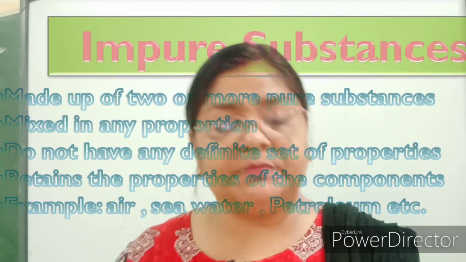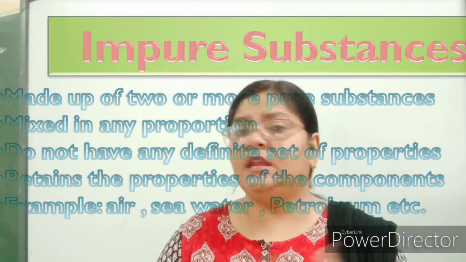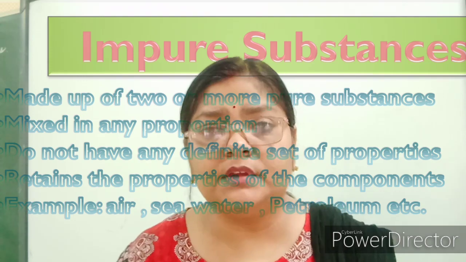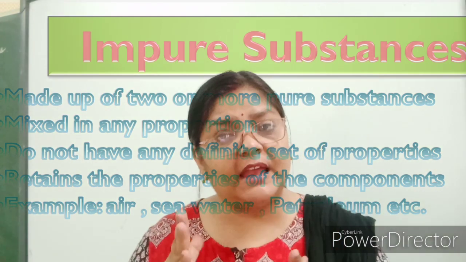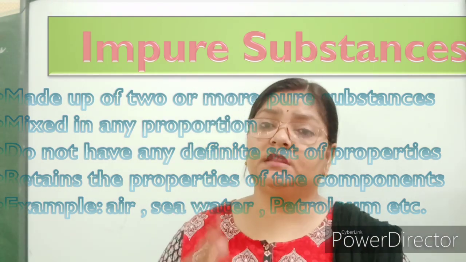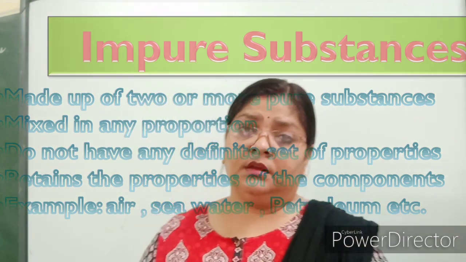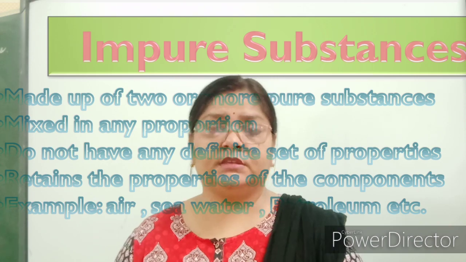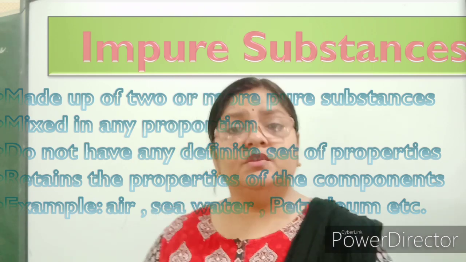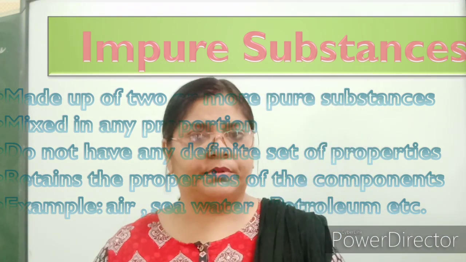Now, impure substances are just the opposite. Impure substances are made up of two or more pure substances combined in any ratio. It does not have a uniform composition or a fixed ratio of combination. Okay. They do not have a definite set of properties. It is seen that the substances which are mixed or combined to form these impure substances, the properties of those substances are retained in the impure substance. They do not have a new set of properties, whereas pure substances have a new set of properties.